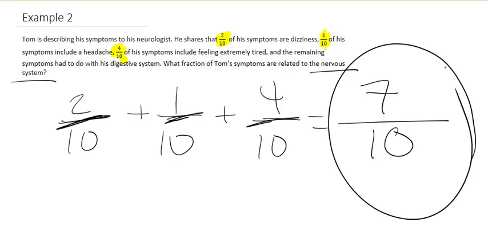When adding fractions, you need to make sure that the denominators are all the same. If they are, you can add the numerators together and keep the denominator. Then you need to check to see if the fraction can be reduced. After it's reduced, you have your answer.